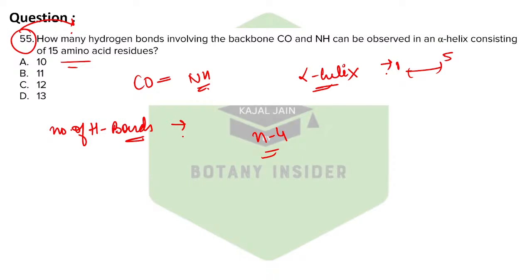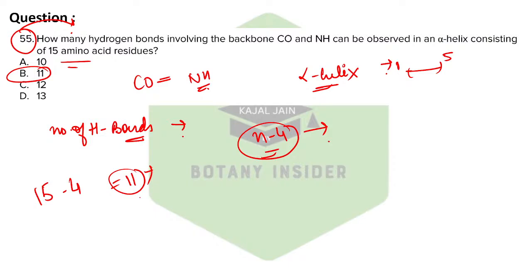That's why we take the difference as 4, and as a result the formula of n minus 4 is taken into consideration. So the number of hydrogen bonds is n minus 4. As a result, the answer is option number 11. 15 minus 4, that is 11, is the correct answer for this one. You just have to apply the formula over here and you'll get the answer for this question, right? Remember about this, how many hydrogen bonds are there.